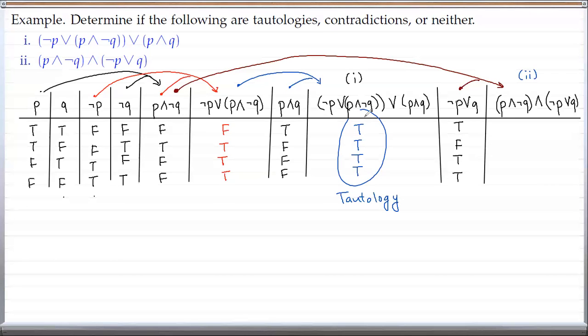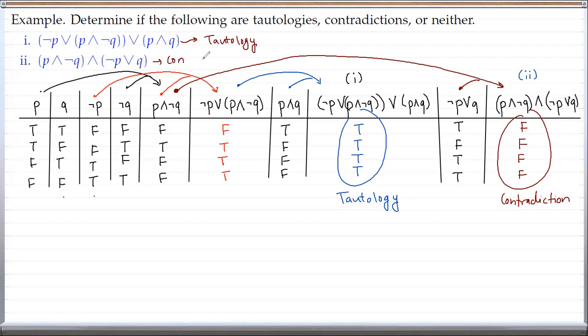So we have false and true is false. We have true and false is false. We have false and true is false. And we have false and true is false. So we get all false values. That means this is a contradiction. So we just figured out that this is a tautology and this is a contradiction.